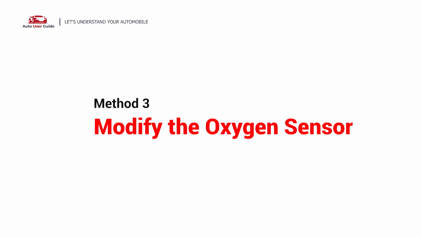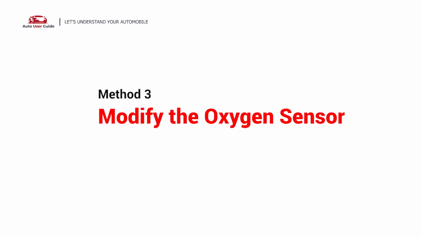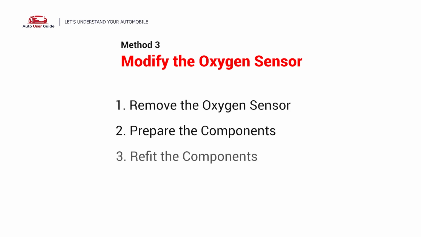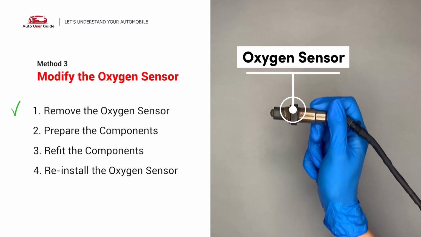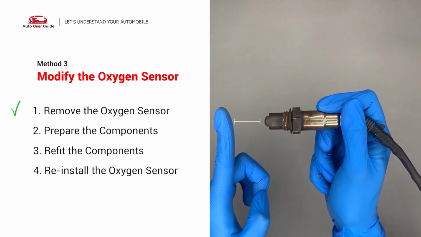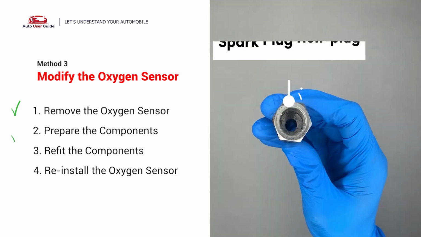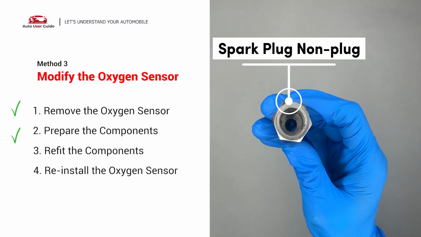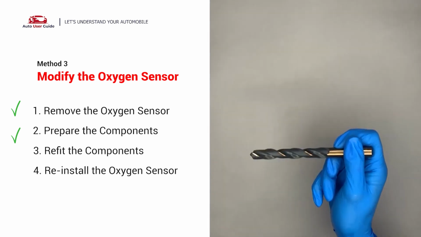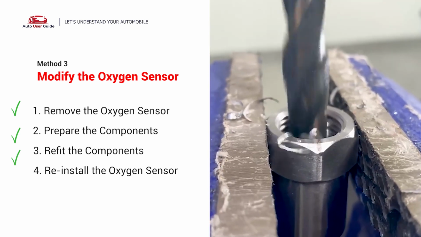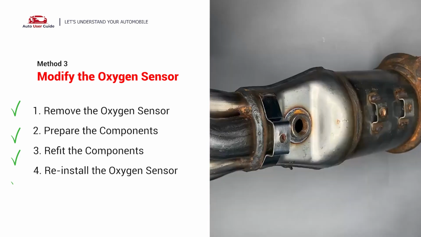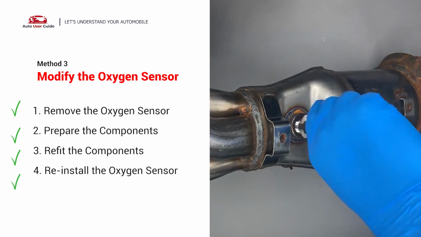Method 3. Modify the oxygen sensor. You can remove the oxygen sensor from the converter and fix P0420 by putting extra space between the sensor and the converter. And now getting the smart plug non-fouler is now having enough space to fit into the oxygen sensor, and then use a 1/2-inch drill to refit it. By doing this, put them together and put back on the catalytic converter.